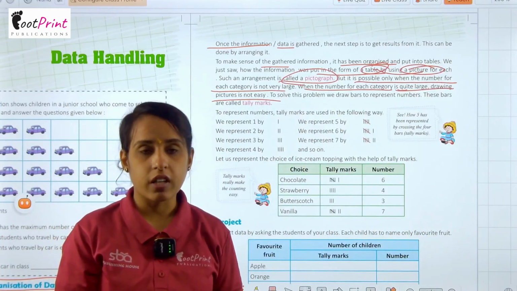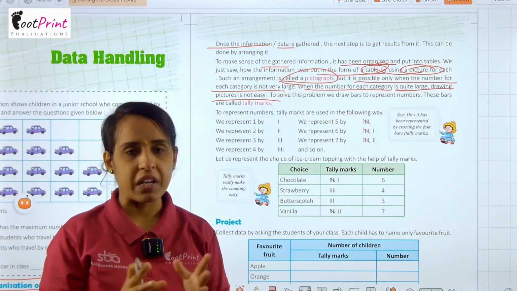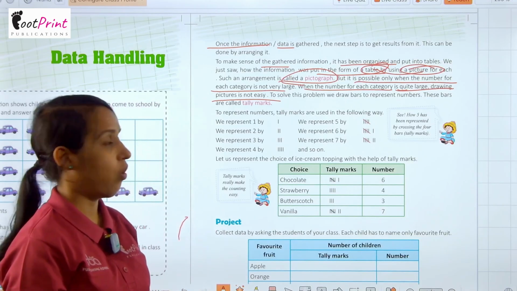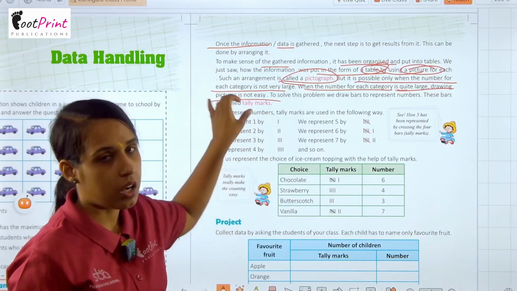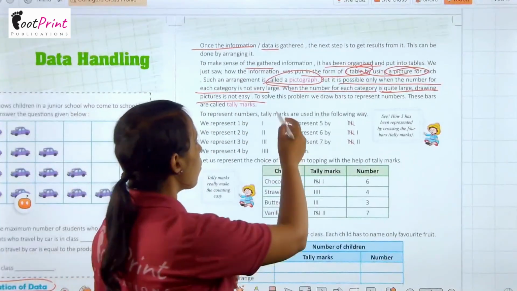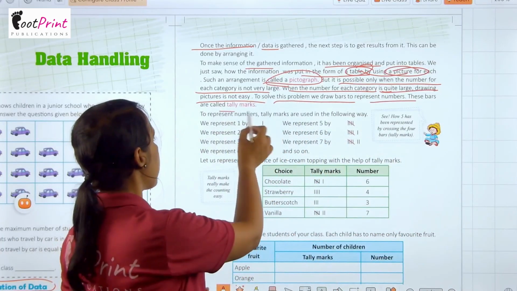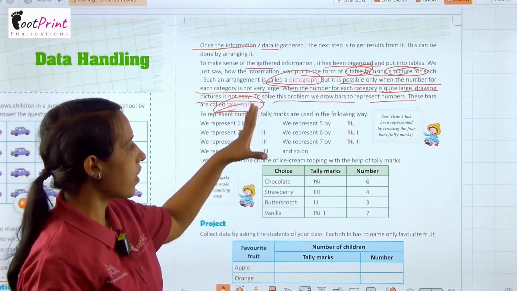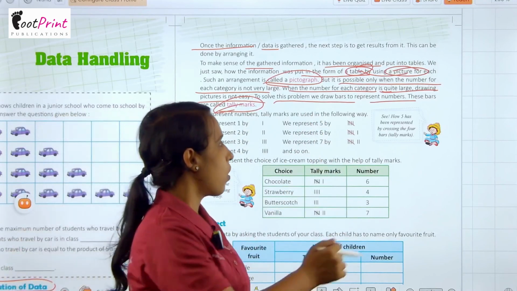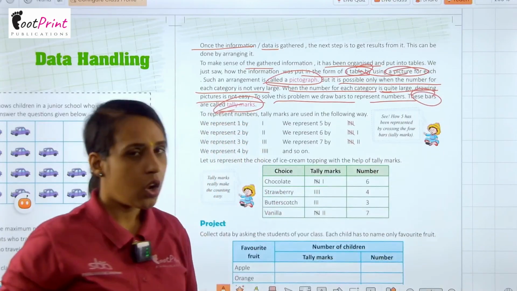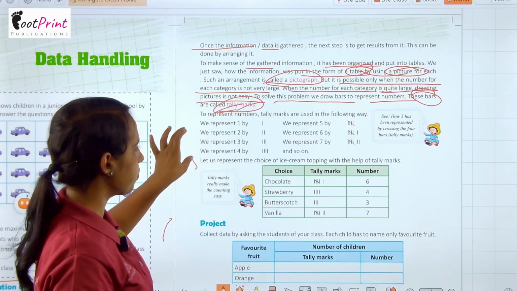पिक्टोग्राफ हम वहीं पर यूज़ करते हैं जहाँ पर हमने जो इन्फॉर्मेशन और डेटा को कलेक्ट किया है वो ज़्यादा बड़े नंबर में ना हो, वेरी लार्ज ना हो. बिकॉज अगर हमारे पास बहुत लार्ज डेटा होगा तो उसको पिक्चर की फॉर्म में दिखाना बहुत डिफ़िकल्ट होगा. So to solve this problem, we draw bars to represent numbers, and these bars are called tally marks. इसी प्रॉब्लम को सॉल्व करने के लिए अगर हमारे पास लार्ज डेटा होता है तो उसको हम बार्स के फॉर्म में दिखाते हैं और बार्स बनाने के लिए हम यूज करते हैं टैली मार्क्स का. Okay, so let's see here.